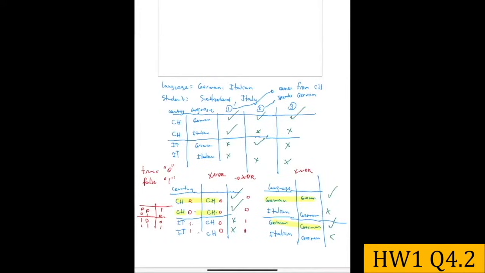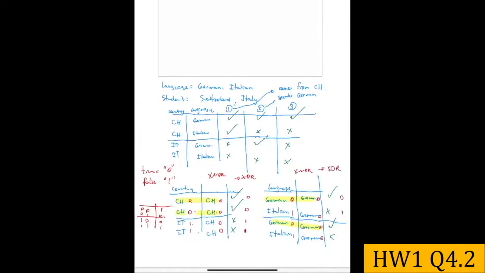And same thing here. Let's say that German is equal to 0, Italian is equal to 1, so this is going to be 0, 0, 1, 0, 1. This is going to be 0, 0, 0, 0. And then this is going to give you 0. This is going to give you 1 if you do an XOR operation, right? Instead of XNOR.